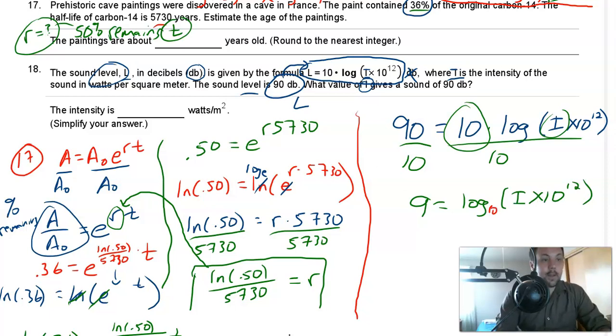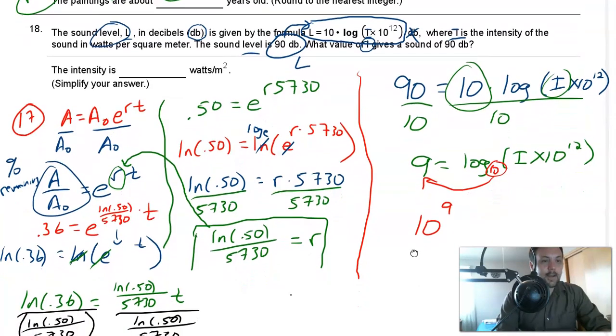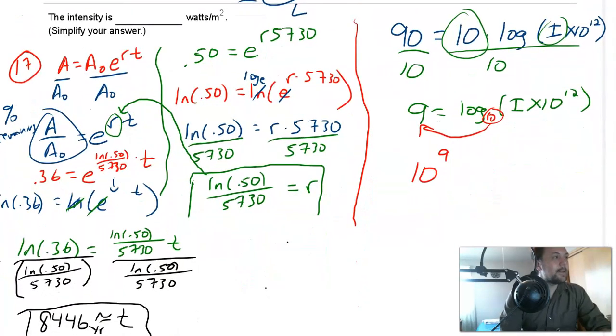You start with the base of the log, which is 10, raise it to the power of 9, so the base of my log becomes the base of my exponent, raised to the power of 9, and set that equal to what's inside the logarithm, right? That's what I'm trying to get to. So we have I times 10 to the 12th. Now we can solve for I by dividing.